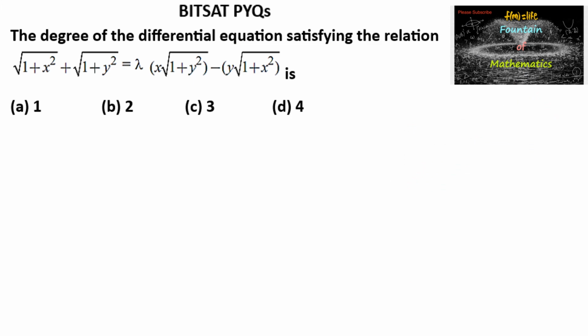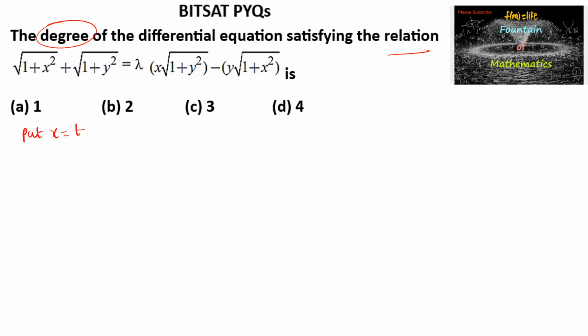We need to find the degree of the differential equation which satisfies the relation root of 1 plus x square plus root of 1 plus y square is equal to lambda times of x root of 1 plus y square minus y root of 1 plus x square. We need to find the degree. So let us simplify by substituting.